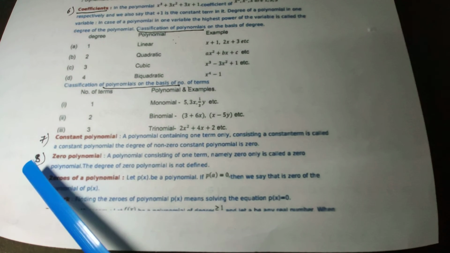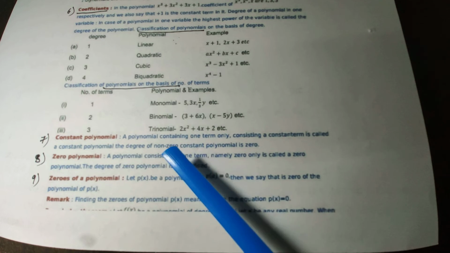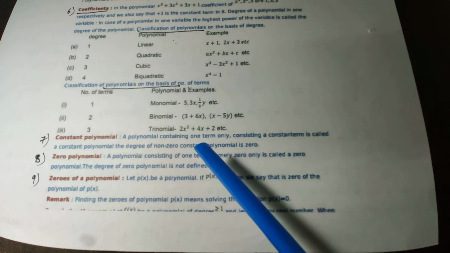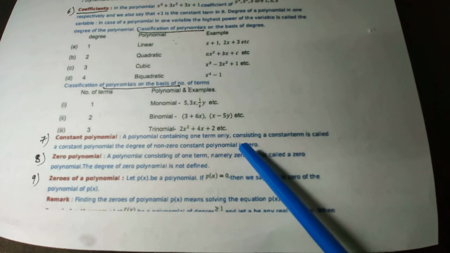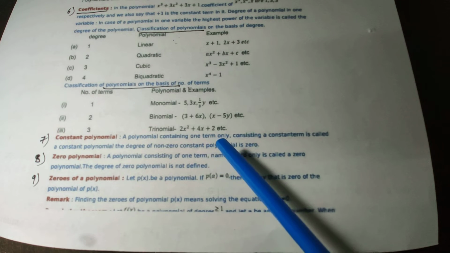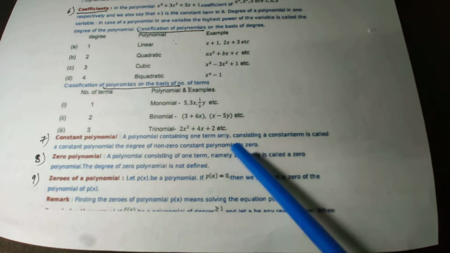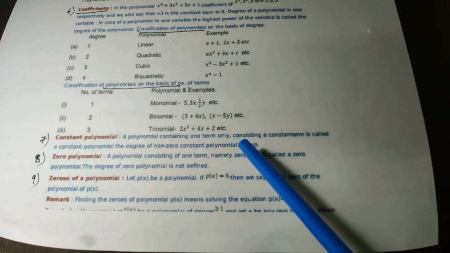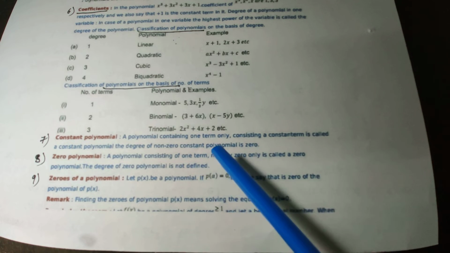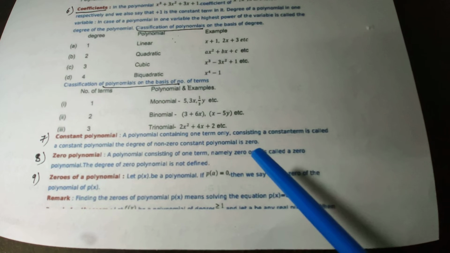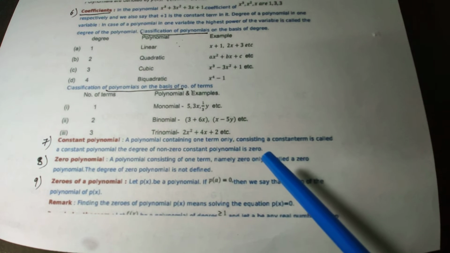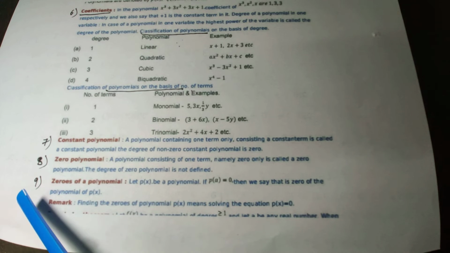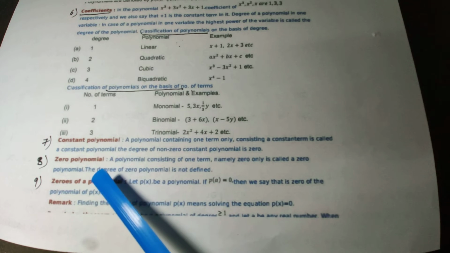Okay. Now, seventh definition, constant polynomial. A polynomial containing only a constant is called a constant polynomial. Here the degree of the variable will be 0.